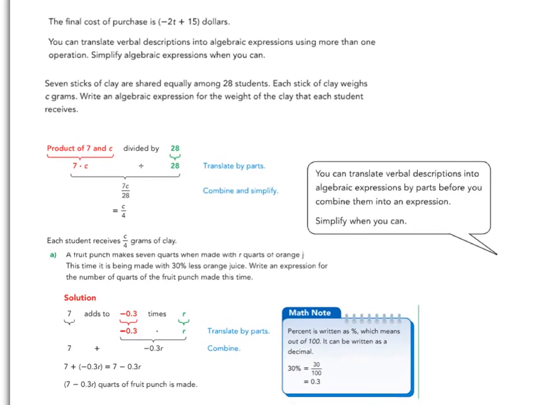Okay, down here, we have 7 sticks of clay are shared equally among 28 students. Each stick of clay weighs C grams. Write an algebraic expression for the weight. So we have 7 sticks, 7 times C, divided by 28 because there's 28 students. So you end up with 7C divided by 28. The 7 and the 28 are both divisible by 7. 7 divided by 7 is 1. 28 divided by 7 is 4. So you get 1C over 4, or just C over 4 grams.